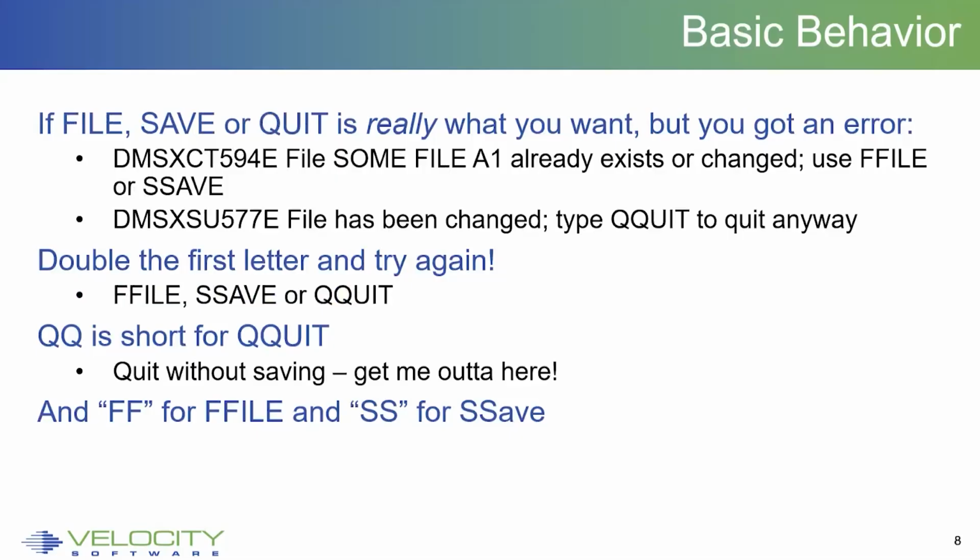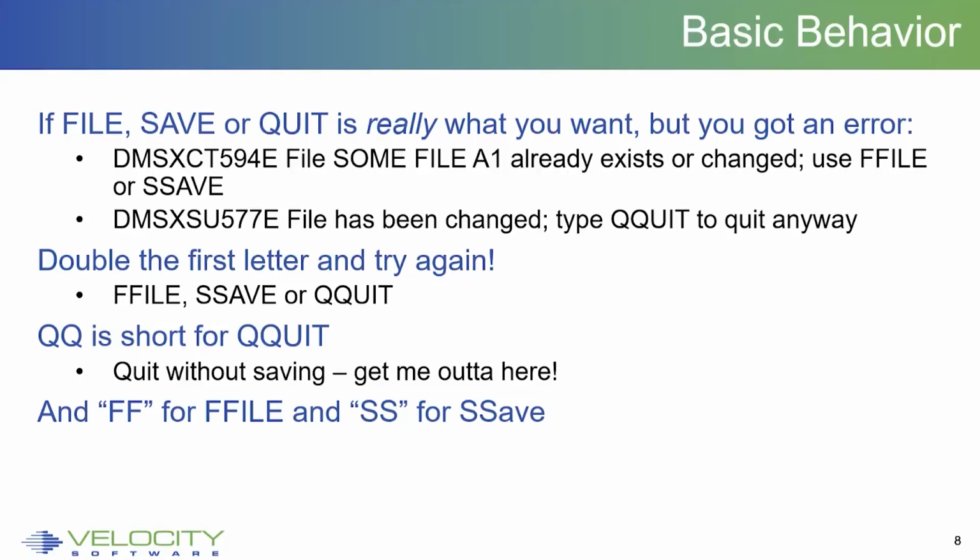So if you really intended to do file or save or quit, if you really wanted to do that, but you get an error. If you get an error, something like your file already exists or it was changed, it tells you use F file or S save. Another error you might see is the file's been changed, type Q quit to quit anyway. That's if you try to quit something that you were editing or changed and had not done a save yet.